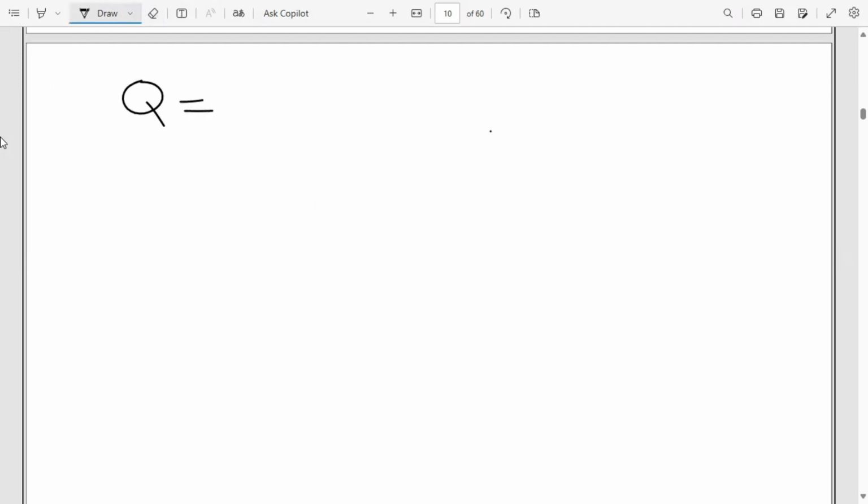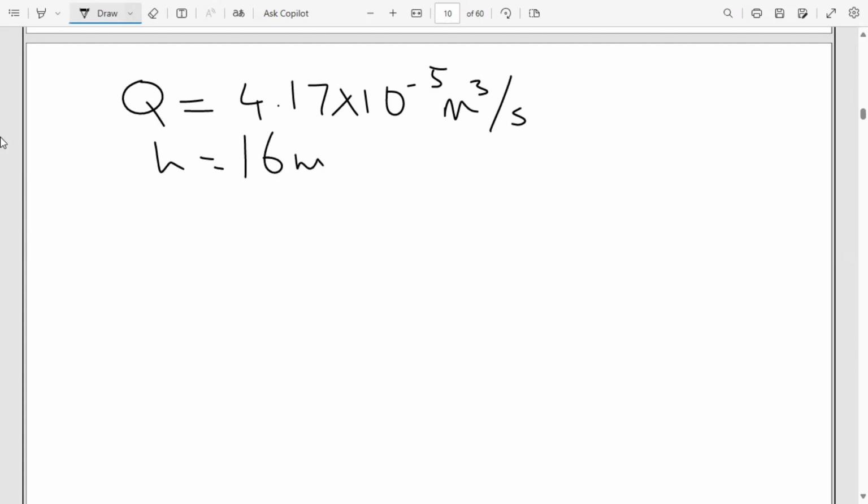So my actual Q after converting it will be equal to 4.17 times 10 to the power minus 5 cubic meters per second. Then we said our H was equal to 16 meters below the water surface. So in question A, they are saying we should calculate the speed at which the water is leaving the hole.